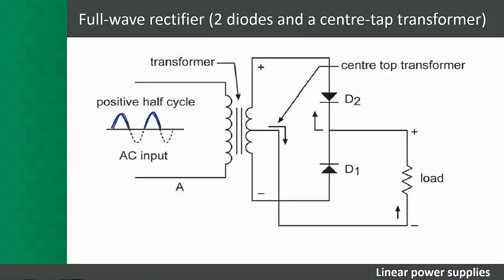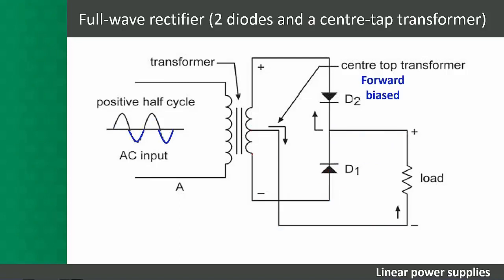During the positive half cycle of the input wave, diode D1 will be forward biased and D2 will be reverse biased. D1 will therefore conduct and current will flow from point A of the transformer through D1, then through the load resistor and back to point C of the transformer.